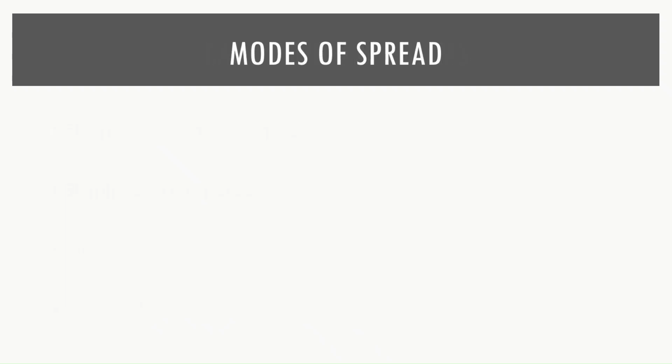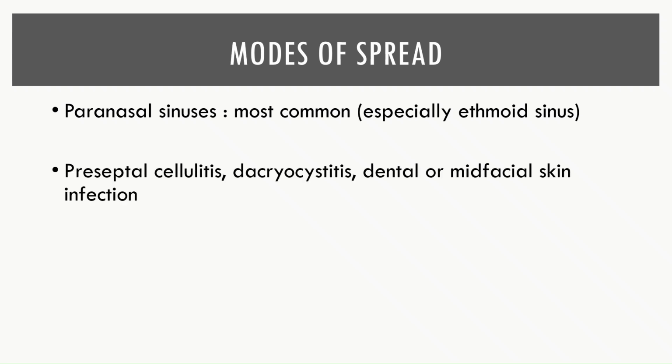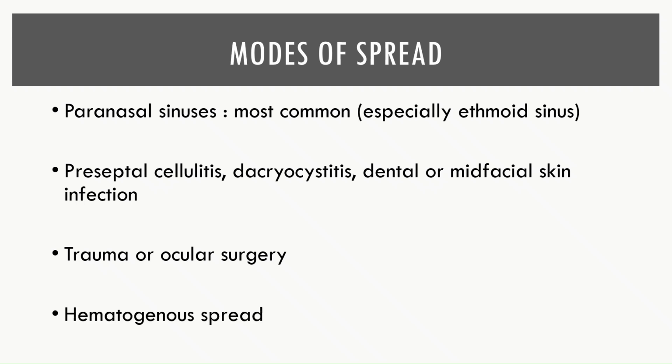Modes of spread. Infection typically originates from the paranasal sinuses, especially the ethmoid sinus. It can also spread from preseptal cellulitis, dacryocystitis, dental or mid-facial skin infection, trauma, or any form of ocular surgery, or through hematogenous spread.